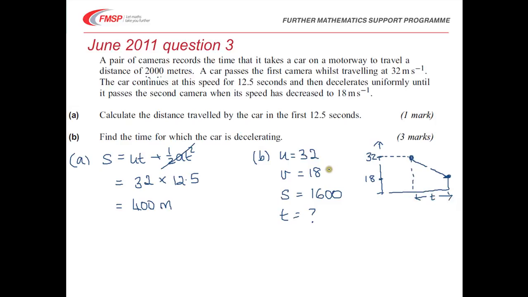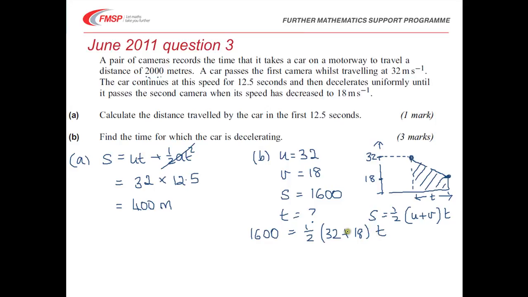So we've got u, v, s and t. What we need is to use the formula S equals a half of u plus v times t. Effectively it is just the area of this trapezium. You should recognise it. If we substitute that in, S is 1,600, u is 32, v is 18, and t is what we're trying to find.